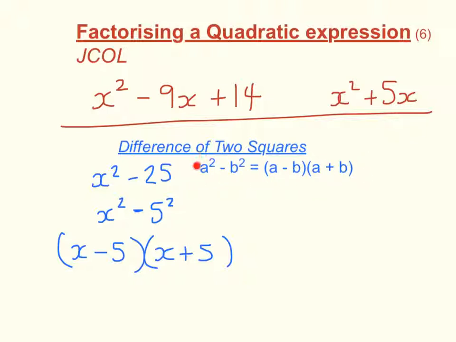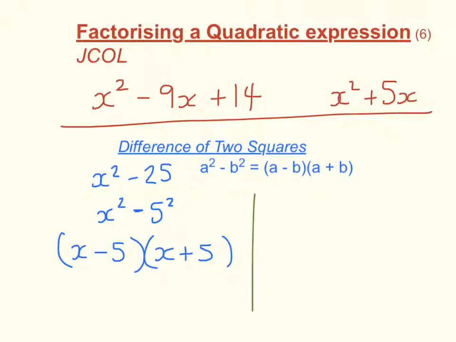And this rule is expected to be known. It's not given in any formula book. You just expect to know it and apply it. And to be honest with you, being able to apply it is better than just knowing the rule. This idea that if you have two things with a subtraction in the middle, where you know these two things can be written as something squared, x squared minus 5 squared, then straight away you write it out in this format. And the name of it is difference of two squares.